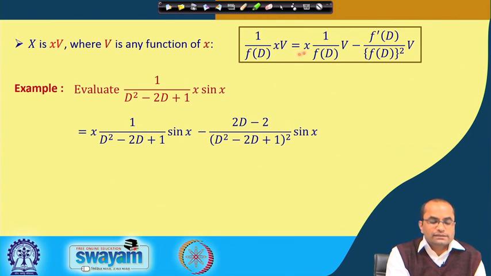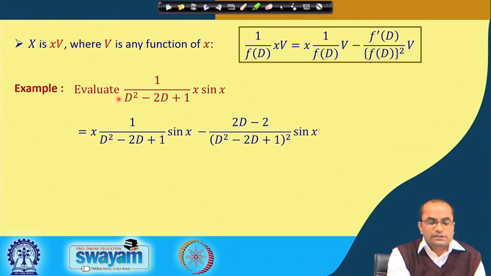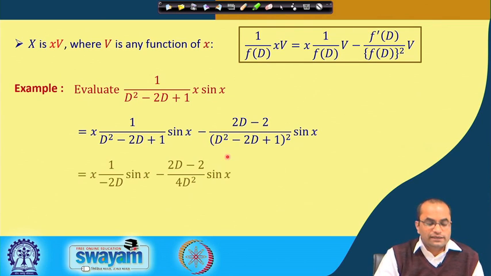So, we will take this x here, apply this whole operator on the sin x, then minus the derivative of this f, with respect to D. So, we had D square minus 2D plus 1. The derivative here with respect to D will be 2D minus 2, then f(D) whole square, so the whole square of this term D square minus 2D plus 1, and then we have the sin x there. So, this we have to evaluate, which we have already learned how to do.